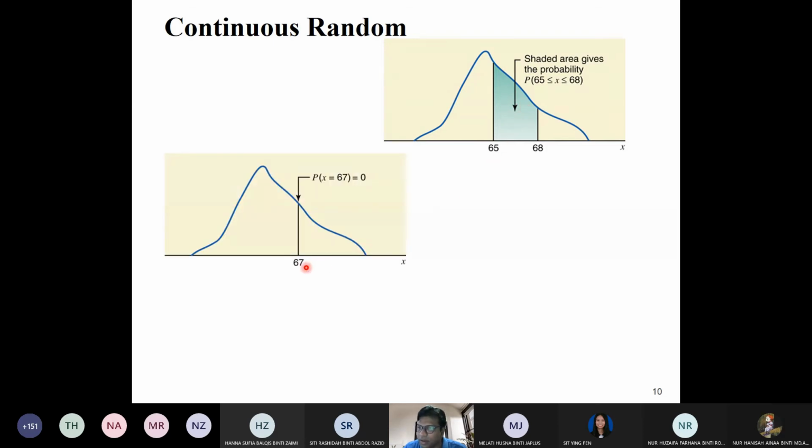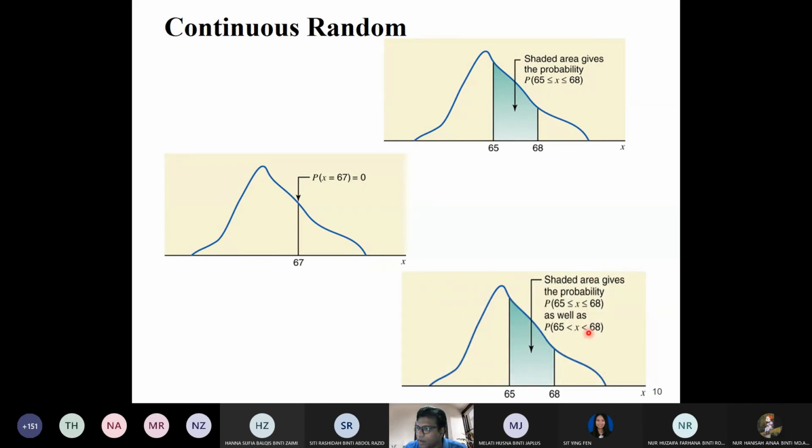Sometimes they give you just one-sided. You need to calculate using a, because the equal sign doesn't show anything, so that has to be equal to 0. If it is given in the form of this or this, it still remains the same. They require the same region.